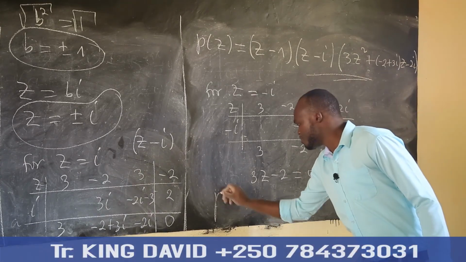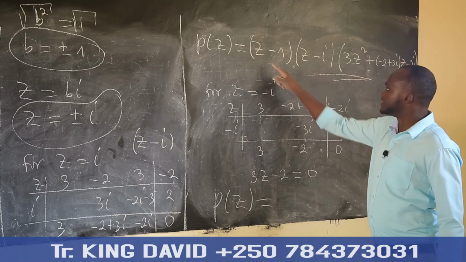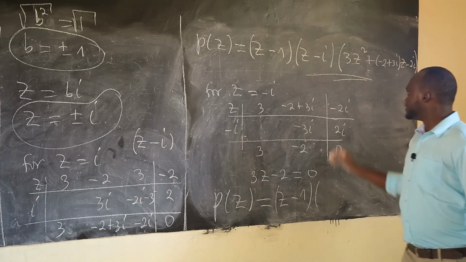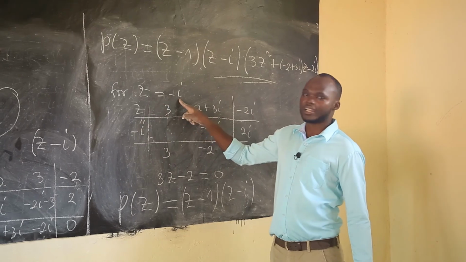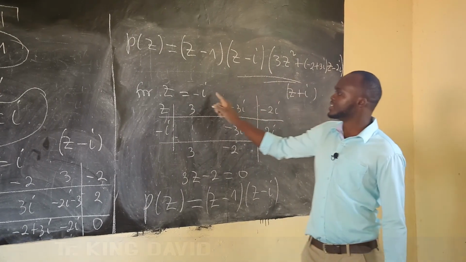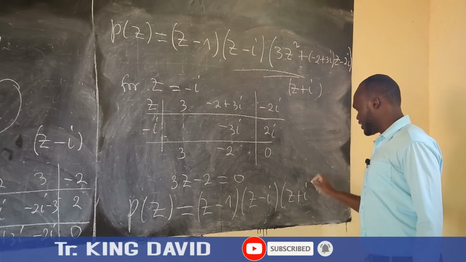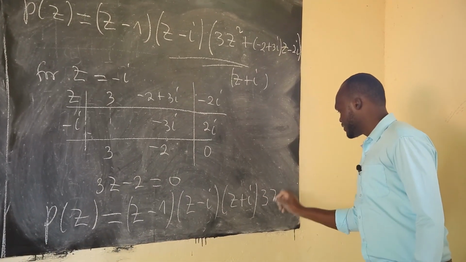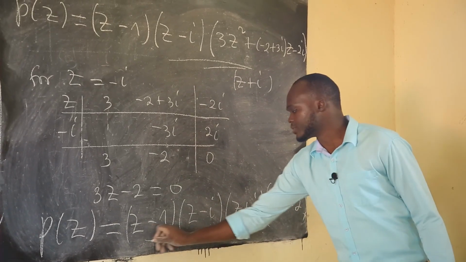So finally, P of z is 3 times z minus 1, z minus i. Then for z equal to negative i, the factor is z plus i. That's the factor because you bring it here. So it will be z plus i. Then the last factor is 3z minus 2. So this is how to factorize a polynomial.